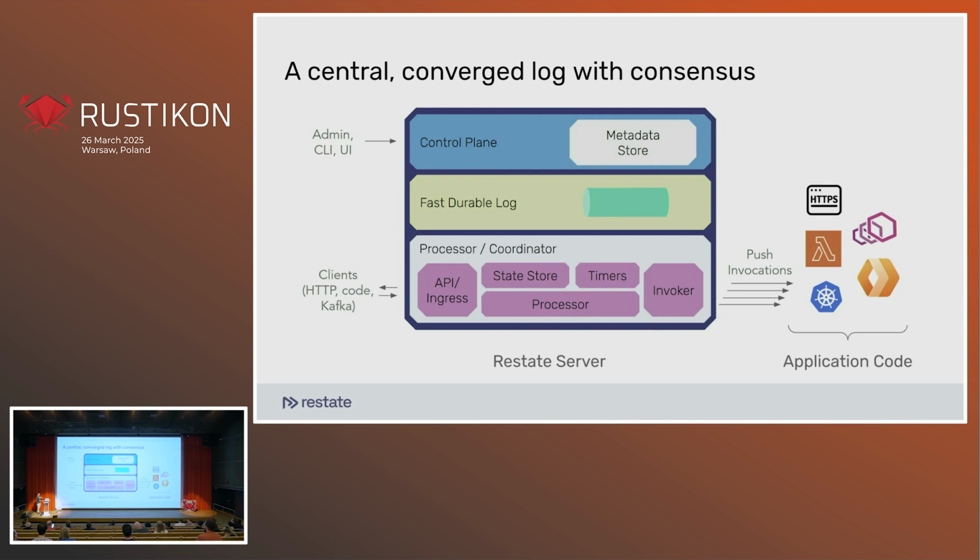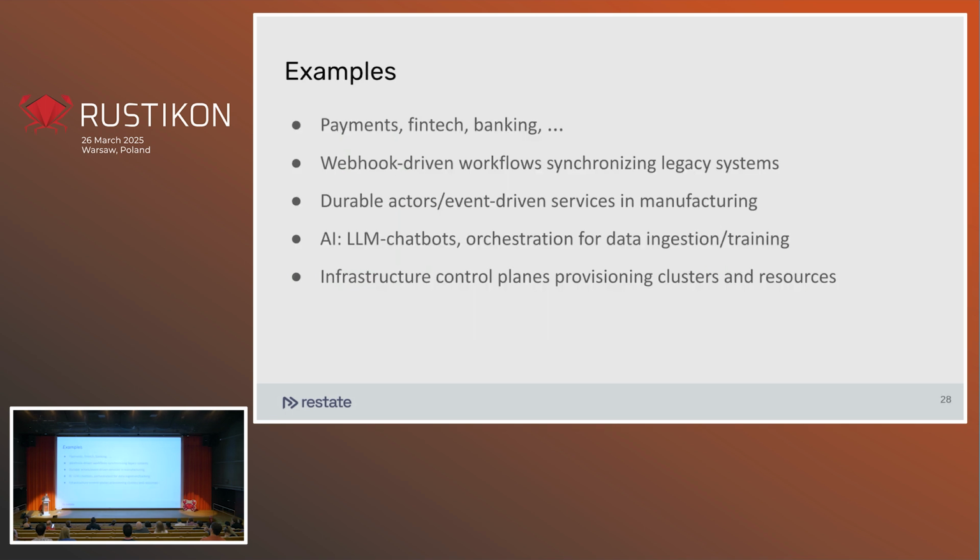This state machine is also the one that actually pushes invocations to the application code, which can be, again, deployed on Lambda. We have, as an example, Cloudflare Workers too, and just on Kubernetes is also fine. We got many examples, and many people that are using this for various reasons.